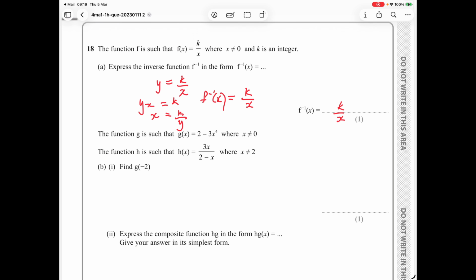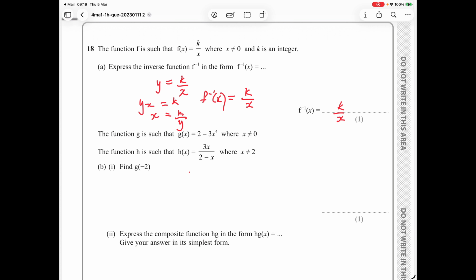The function g is such that g of x equals 2 minus 3x to the 4, where x does not equal 0. The function h equals 3x over 2 minus x. Find g of minus 2.